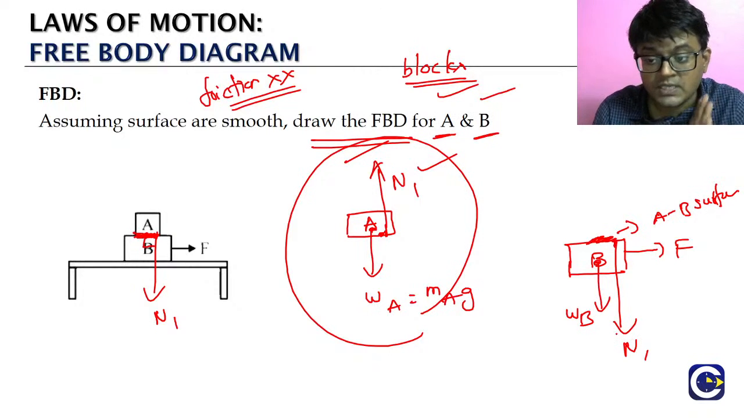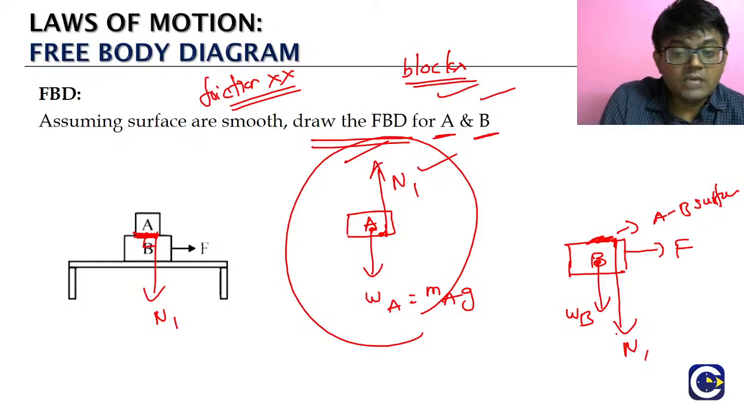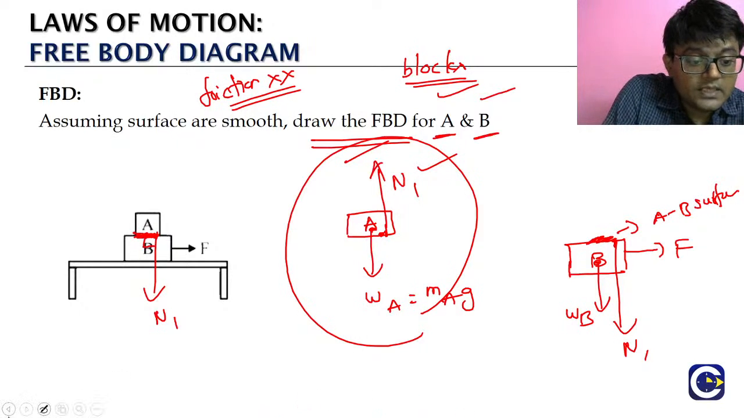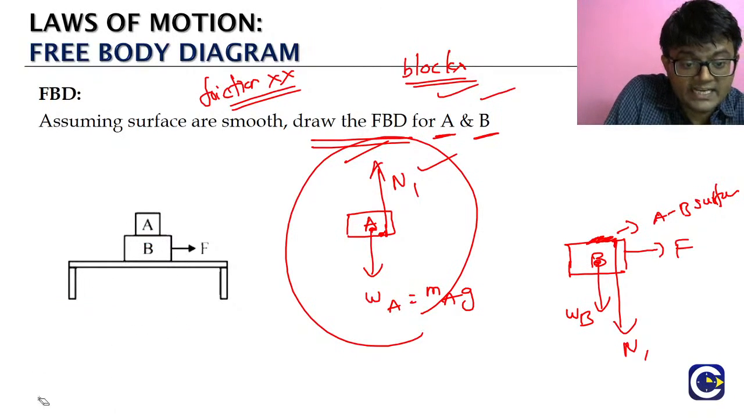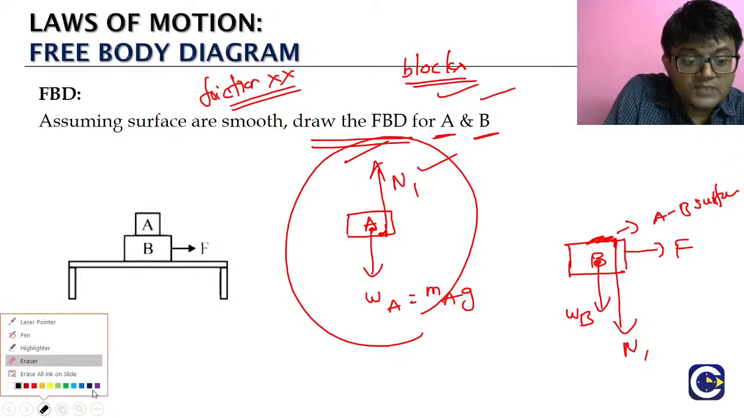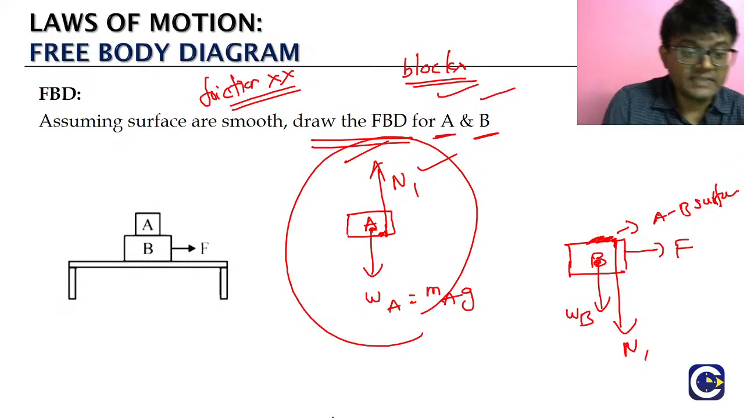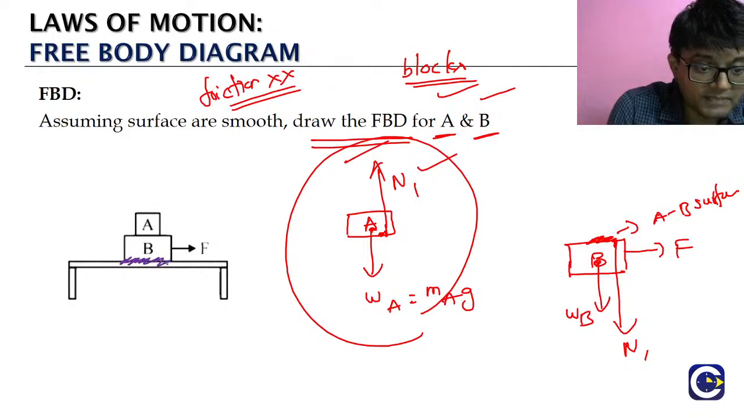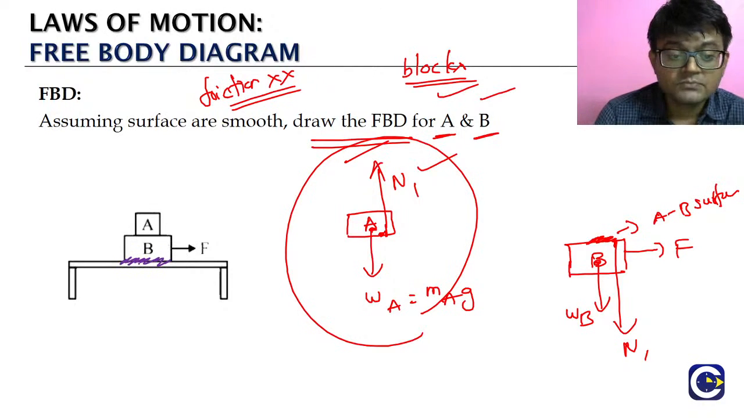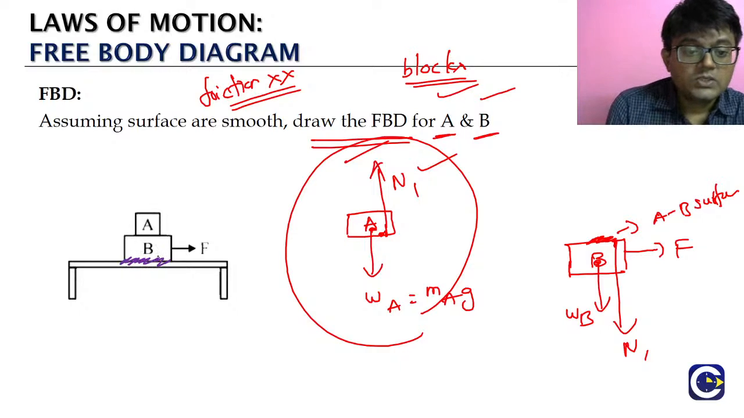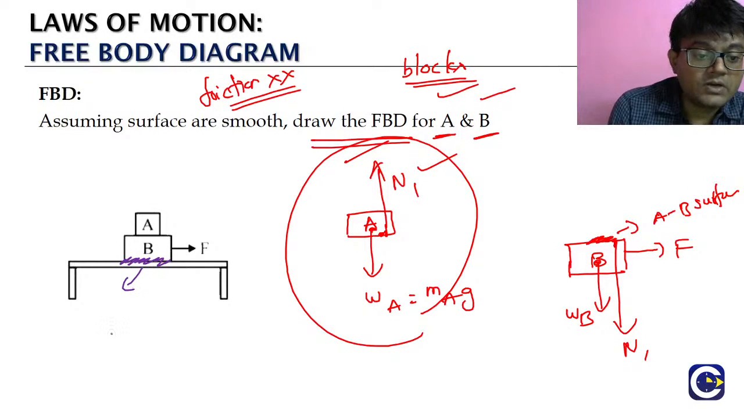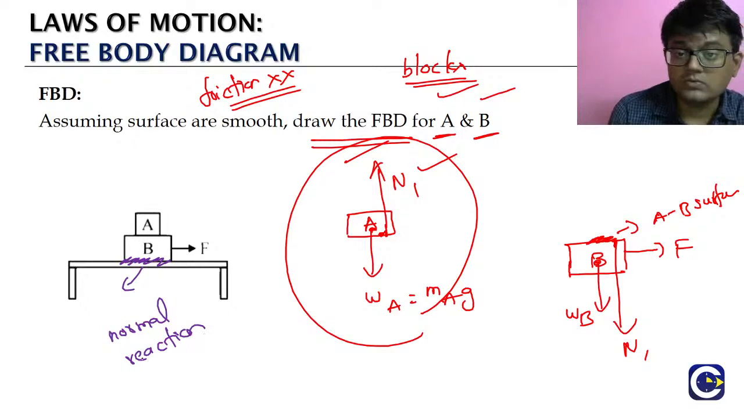Okay, so is it over, or do we have any more forces? Look carefully. The B block also has one more contact. Where? The B block is in contact with the table. Look, block B is in contact with the table. Because there is a contact, there will be a normal reaction. Now we are measuring the normal reaction acting on B.